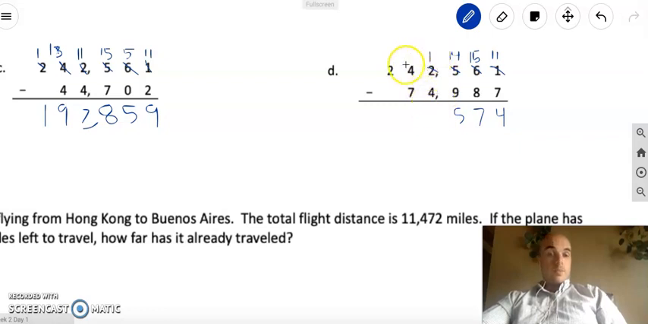1 minus 4, impossible, so I need to borrow. 3, this becomes an 11. 11 minus 4 is 7. Now 3 minus 7, still impossible. I need to borrow. We're almost done here. 13. 13 minus 7 is 6. Bring down my 1. All right. 1, 2, 3, comma. Great.